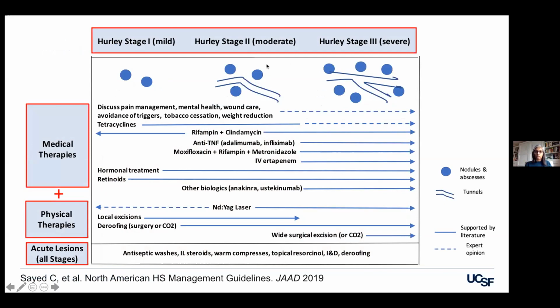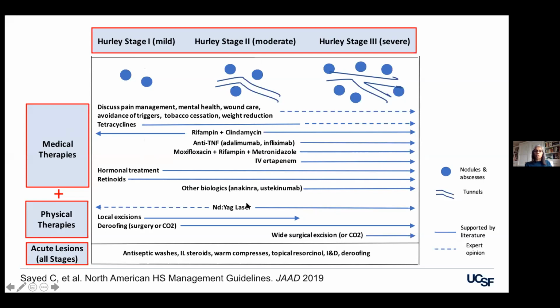You can see that across the top here, we have Hurley staging. On the left, medical therapies, physical therapies, and then management of acute lesions. If you just follow this diagram down, this is meant to be a tool to help guide management of HS if you know what Hurley stage your patient has. Patients who have stage 1 disease can be treated with topical antiseptics and antibiotics, hormonal treatments, occasionally retinoids.